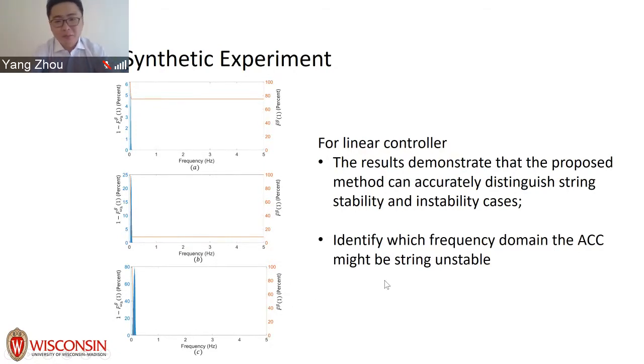As I mentioned, for linear controllers, these results demonstrate that our proposed method can accurately distinguish the string stable and unstable cases. We can also identify in which frequency domain the ACC might be string unstable, and we can get a comprehensive understanding of what the transfer function norms are at each frequency, basically how the oscillation will amplify or dampen. But that's only for the synthetic experiment.